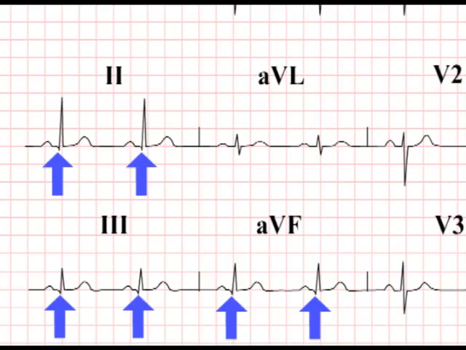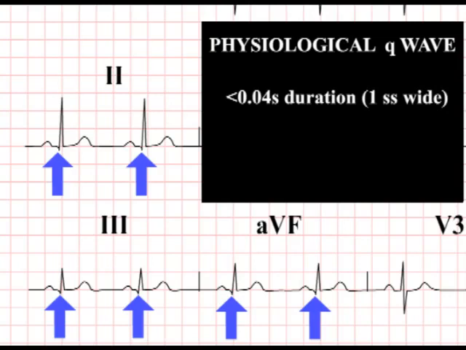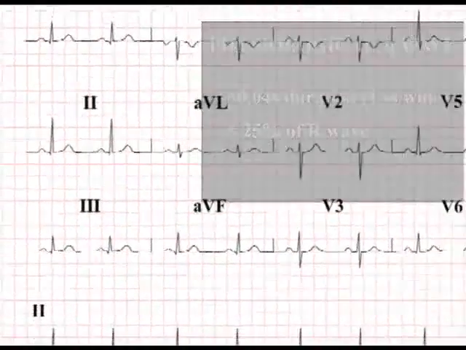Remember, physiological Q waves reflect septal depolarization and are limited in magnitude and duration by the advent of depolarization of the main muscle mass of the left ventricle. A physiological Q wave will be no more than 0.04 seconds or 1 small square in duration, and will be no deeper than 25% of the amplitude of the subsequent R wave.